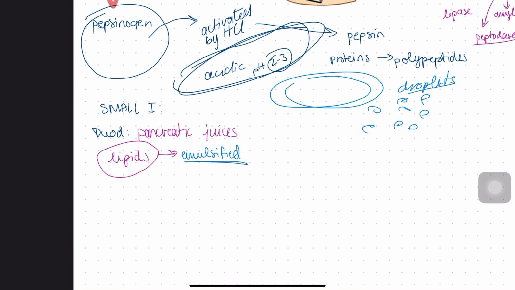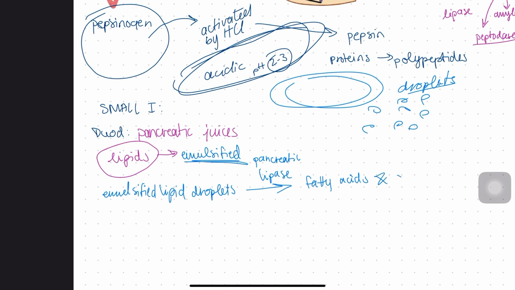Once they're emulsified, the emulsified lipid droplets are going to be broken down by lipase, by pancreatic lipase, into fatty acids and glycerol.